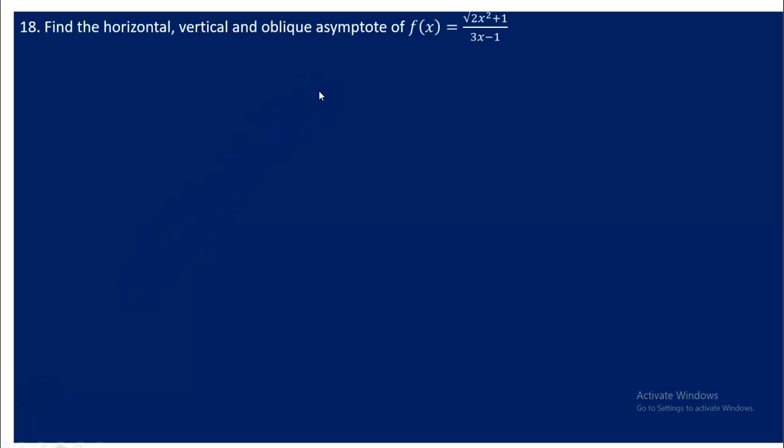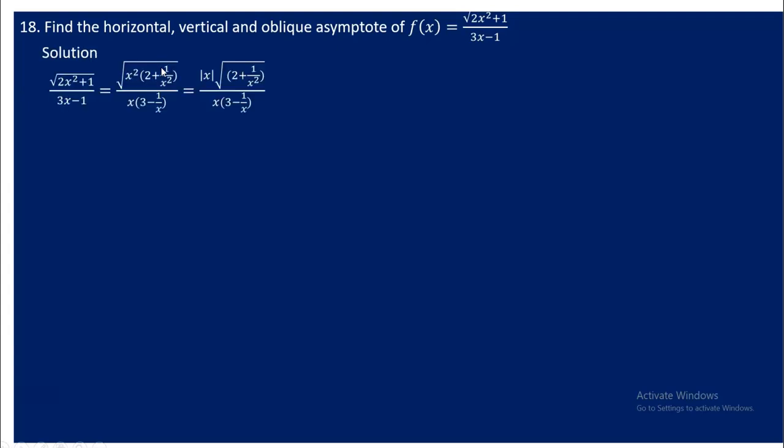Let's proceed to the next question. Here we are going to find the asymptotes. Given a certain function, we're supposed to find the horizontal, vertical, and oblique asymptotes based on the limit approach. I'm going to show you how you can find all these asymptotes.